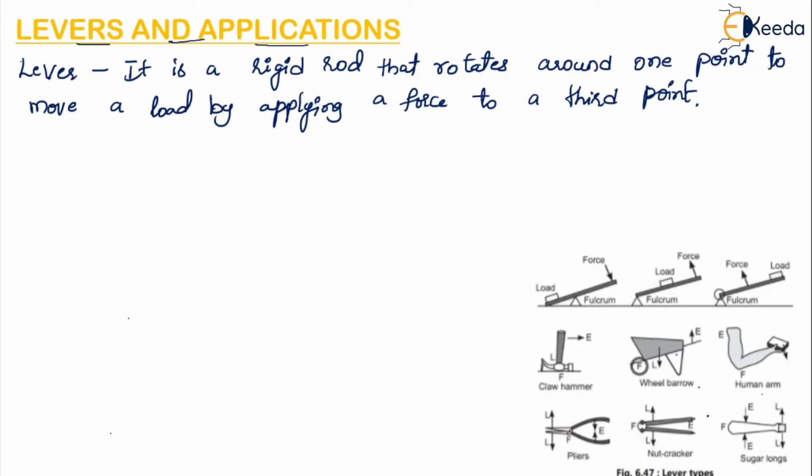So here you can see different types of levers in this diagram. A claw hammer, a wheelbarrow, the human arm is also a type of lever, then pliers, a nutcracker and sugar tongs are also types of levers. Here you can see how the lever actually works.